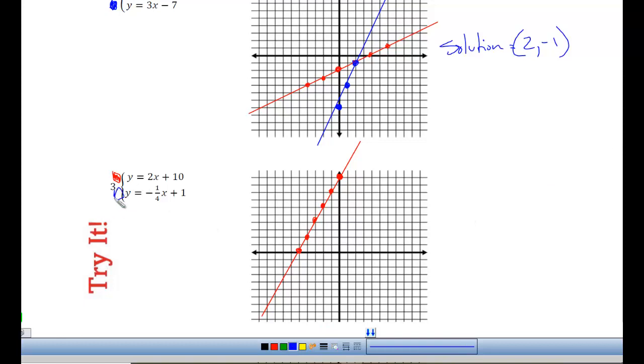Okay, we'll graph the second one here. Plus 1, there's my intercept. Negative 1/4, so that's down 1 over 1, 2, 3, 4. I'm going to do the reverse, so I come back towards my line. So I'll go up 1 and then 1, 2, 3, 4 to the left.